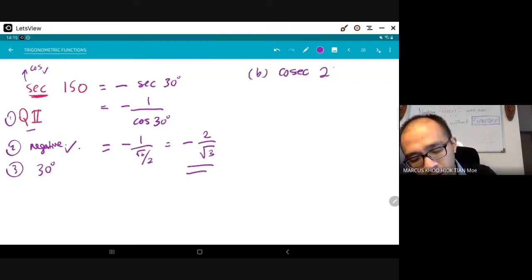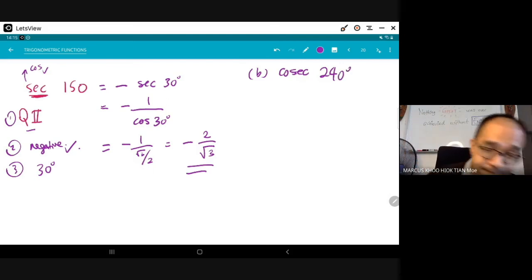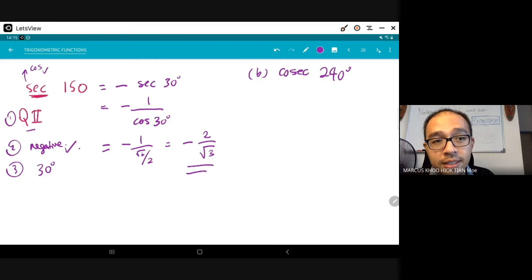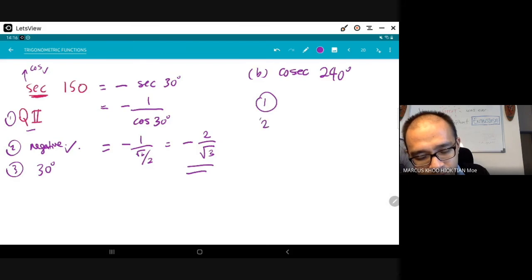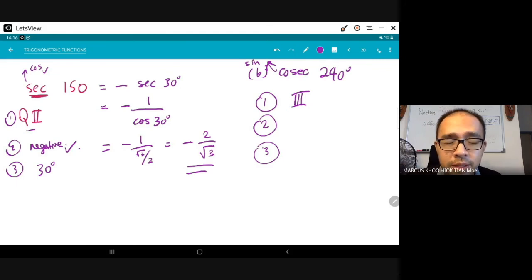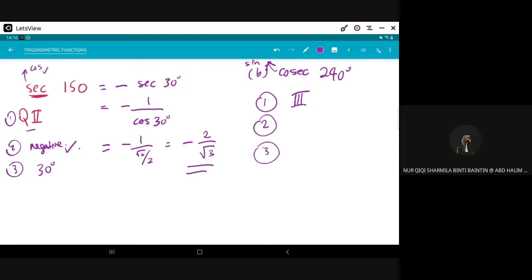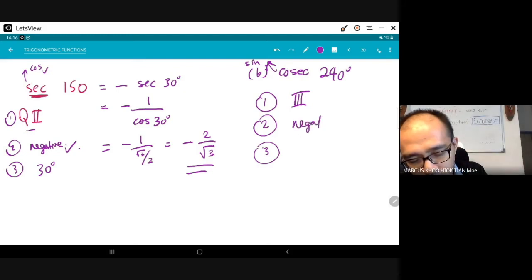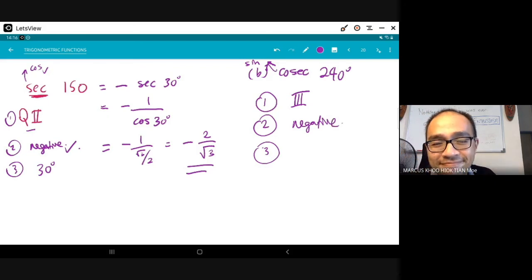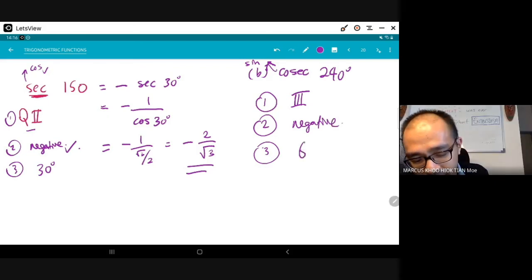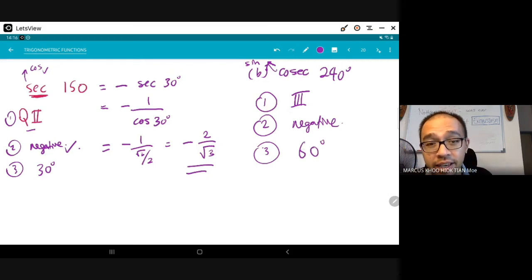Cosecant 240 degrees. Yeah, cosecant 240 degrees. Okay, same thing. Which quadrant? 3. Okay, quadrant 3. Cosecant's friend is sine. So is the sine positive or negative in the third quadrant? Negative. Okay, it will be a negative value. Base angle, 60. Okay, it will be 60 degrees. Our first class of the day, so don't forget.